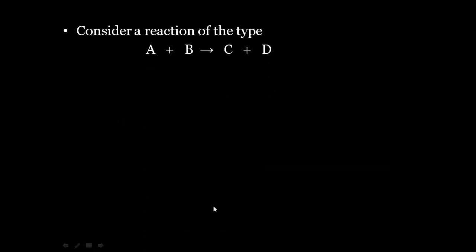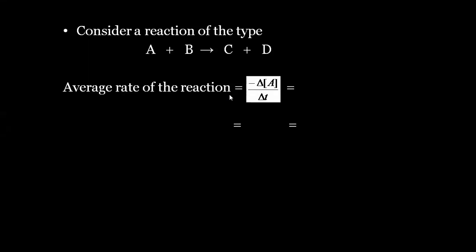Now let us take a more general type of reaction, where A plus B reacts to give C and D. In such a case, how do we write the average rate of a reaction? We can write the average rate in terms of A. If you give me the change in concentration of A, how can I write it? Since it is a reactant, first I'll introduce a negative sign: minus change in concentration of A by the time interval.